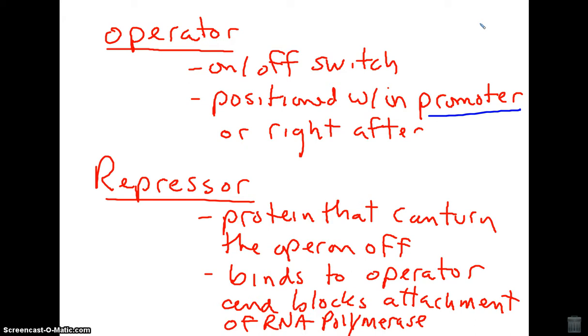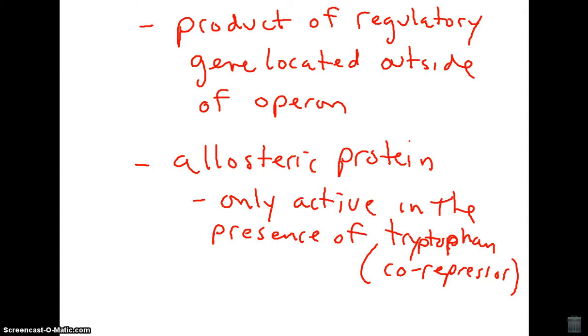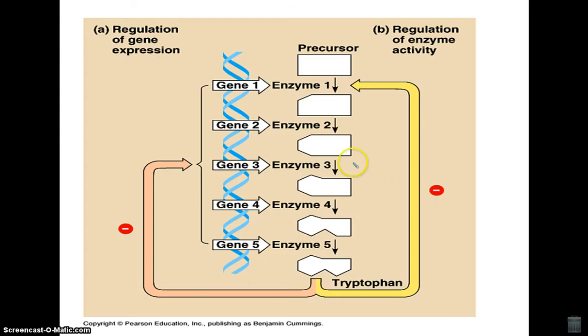And so there's got to be a repressor. And this is a protein that can turn the operon off. It binds to the operator and can block the attachment of RNA polymerase so that the synthesis of mRNA cannot happen. It's a product of the regulatory gene located outside of the operon, and usually it acts as an allosteric protein, so there's a feedback mechanism, so that in the case of the tryptophan operon, it's only active in the presence of tryptophan, which serves as a co-repressor, because if there are high levels of tryptophan in the body, the bacteria don't need more tryptophan produced, so it can act as a feedback mechanism.